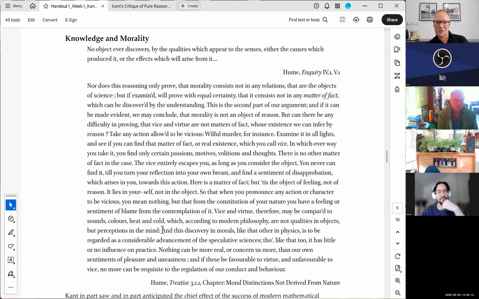And this discovery in morals, like that other in physics, is to be regarded as a considerable advancement of the speculative sciences, though, like that too, it has little or no influence on practice. Now that's insane. You can't think that the truth is there's nothing good or bad, beautiful, ugly, noble, base, just, unjust. You can't think in truth none of those things have meaning and that not affect practice. Now Kant, to his credit, is extremely well aware of that, and his whole project is devoted to preserving practice from that notion. Preserving morality from that notion. Morality is a very narrow notion of practice, but he sees the problem.